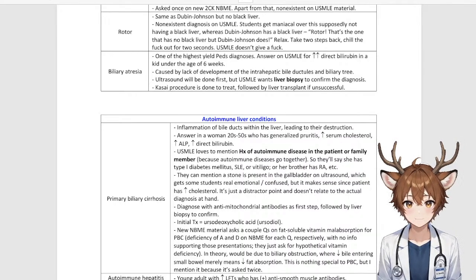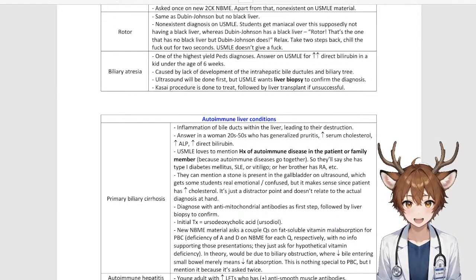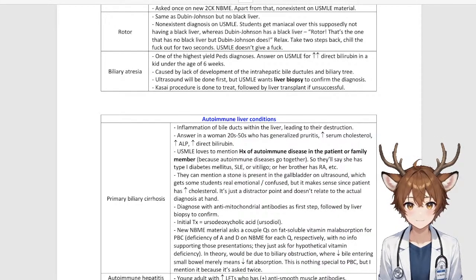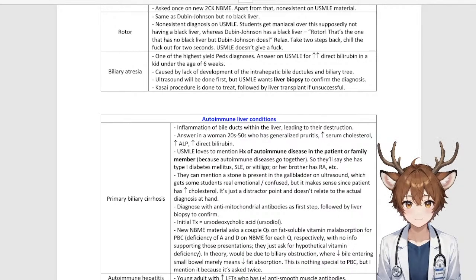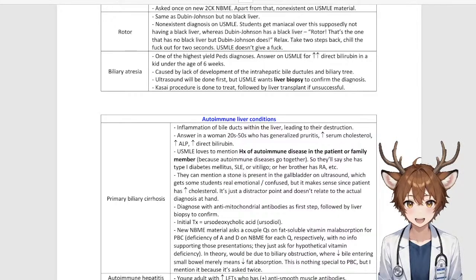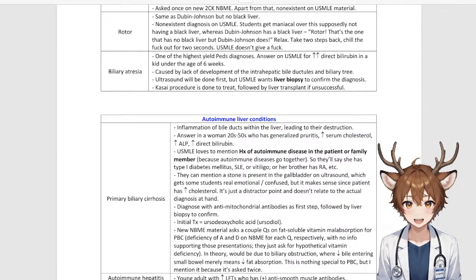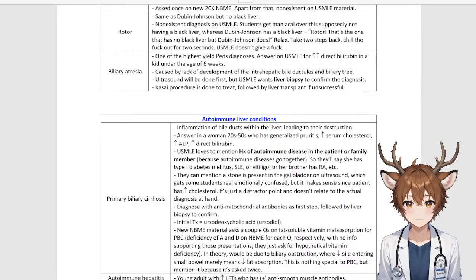Biliary atresia, one of the highest yield PEDS diagnoses. Answer on the USMLE for a significant increase in direct bilirubin in a kid under the age of 6 weeks. Caused by a lack of development of the intrahepatic bile ductules and biliary tree. Ultrasound will be done first, but USMLE wants liver biopsy to confirm the diagnosis. Kasai procedure is done to treat, followed by liver transplant if unsuccessful.